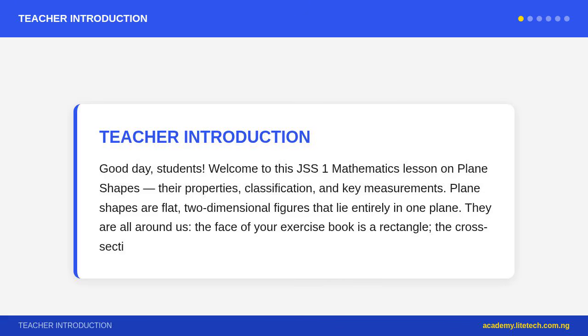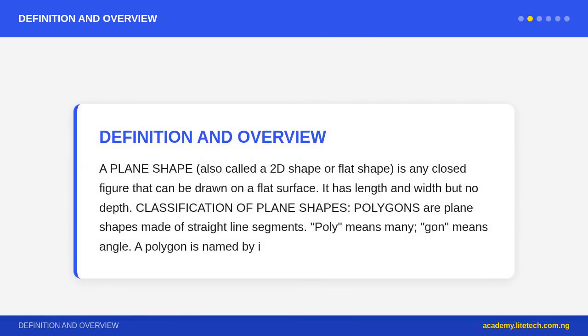Classification of plane shapes. Polygons are plane shapes made of straight line segments. Poly means many, gon means angle. A polygon is named by its number of sides. Triangle, 3 sides. Quadrilateral, 4 sides. Pentagon, 5 sides. Hexagon, 6 sides. Heptagon, 7 sides. Octagon, 8 sides. Nonagon, 9 sides. Decagon, 10 sides. A regular polygon has all sides equal and all angles equal. An irregular polygon does not.